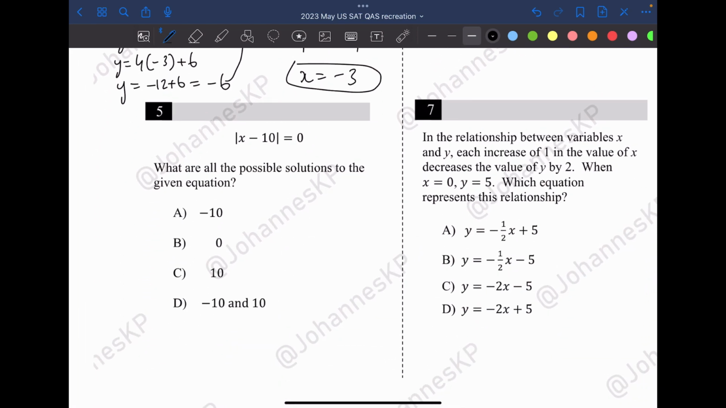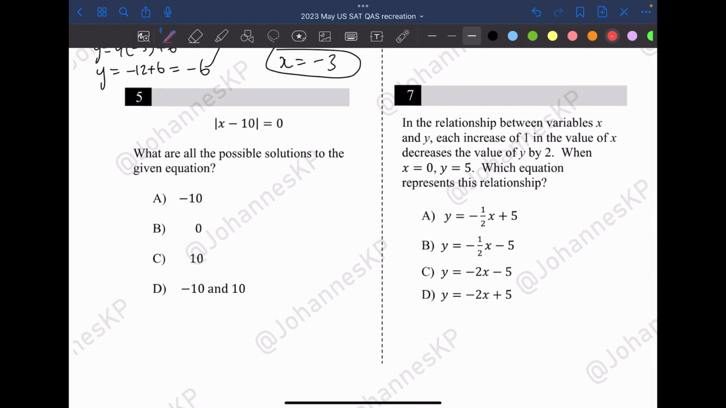Question number 5 is super easy. It's absolute value. So the absolute value of x minus 10 is 0. First, we know that to get rid of the absolute value sign, we have to split it into two branches, a positive answer and a negative answer. So first, we would have x minus 10 is equal to positive 0, and then x minus 10 is equal to negative 0. But since this is 0, you can't really have negatives and positives for zeros. These are the exact same.